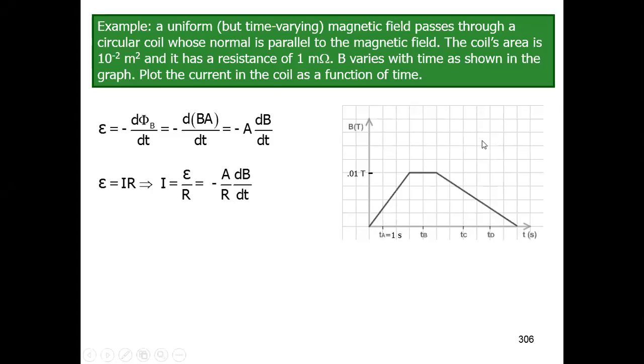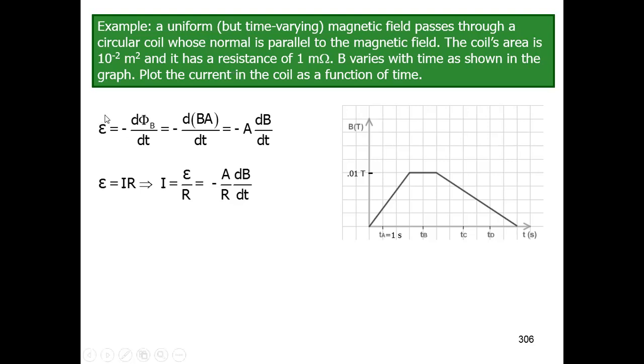Induction states that whenever there is a change in magnetic flux, an electric current is induced in a closed circuit, or an EMF is established in the closed circuit. That was basically given by Faraday's law of electromagnetic induction. This clearly states that the rate of change of flux induces an EMF. That is the meaning of Faraday's law of electromagnetic induction.